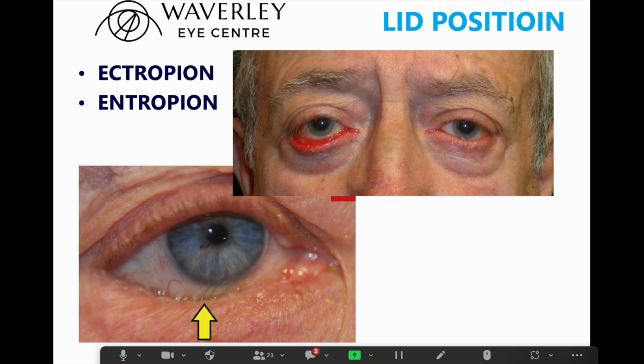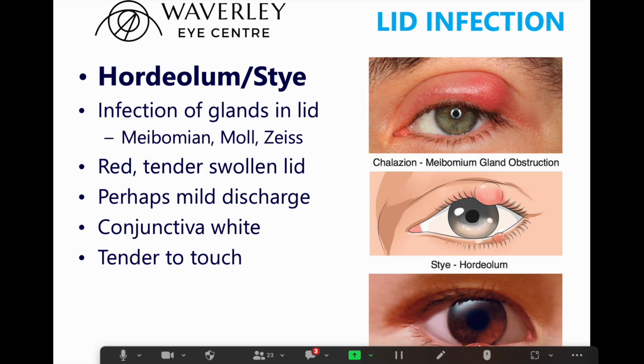The treatment for these both is surgical intervention, but in the meantime, you're going to put them on lubrication, maybe tape the lid in some form or fashion so it doesn't give as much issue.